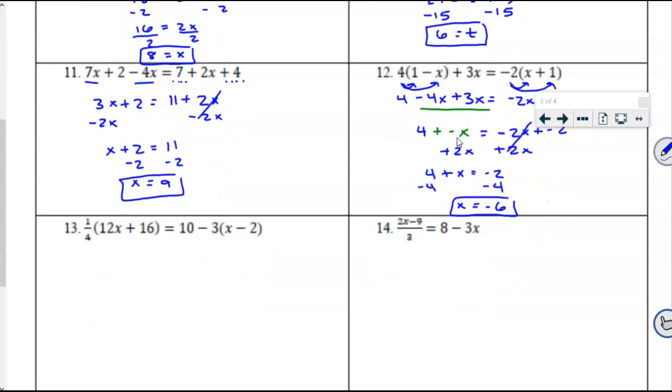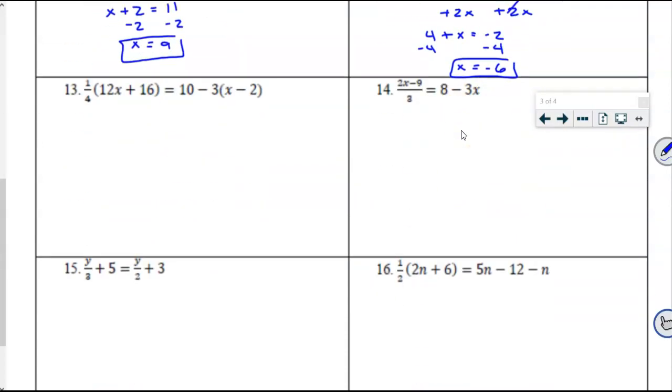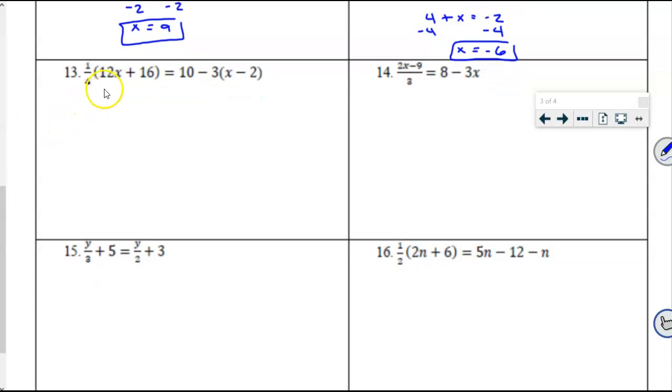All right, and now let's look at 13. Do we really need to be concerned about 13? We're just distributing a 1/4. So we're thinking of, if I had this in a group, what is 1/4 of that group? Or in other words, what's 1/4 of 12? What's 1/4 times 12x? That's just going to be 3x. Plus, what's 1/4 of 16? Or 1/4 times 16? It's just 4. Just because it's a fraction doesn't mean we need to be concerned.